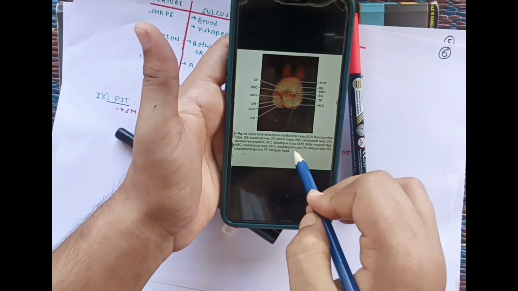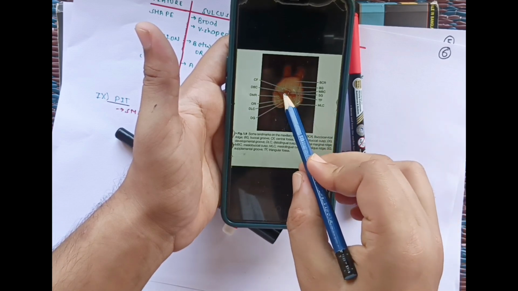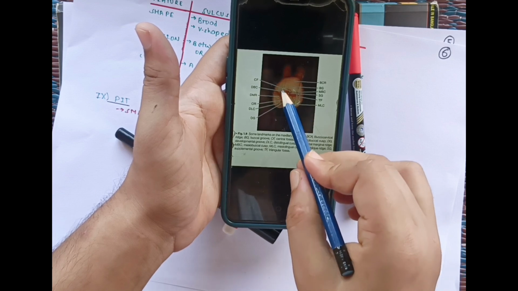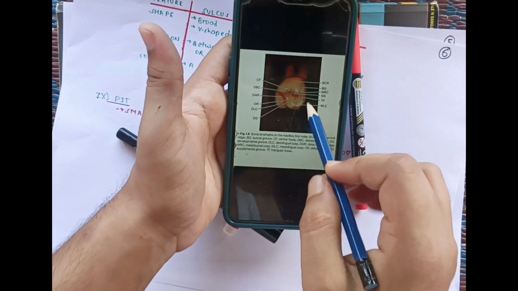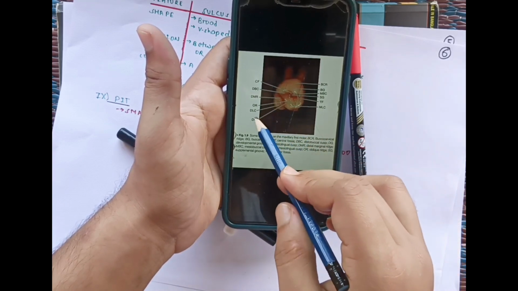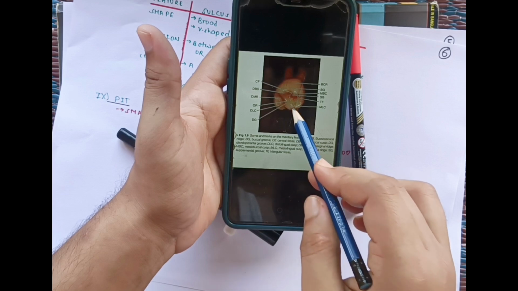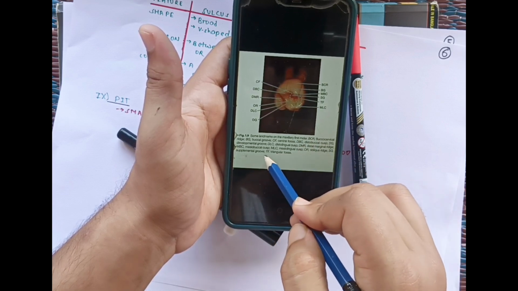MLC means mesiolingual cusp. As I have told earlier, the oblique ridge runs between the mesiolingual cusp and the distobuccal cusp. That is a characteristic feature of the maxillary first molar. Similarly OR means oblique ridge, running between the two cusps. Then there are the supplemental grooves.